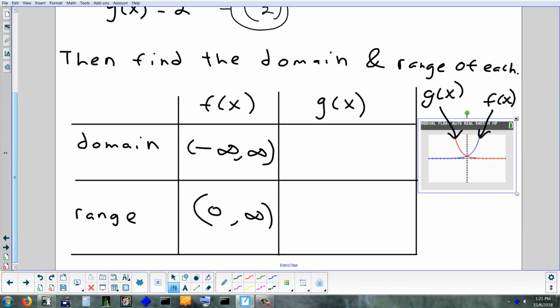What's the domain for g of x? Yeah. Negative infinity to infinity. It's the same thing. Still goes left forever, still goes right forever. What's the range for the graph in red? Yeah. Negative infinity to 0.